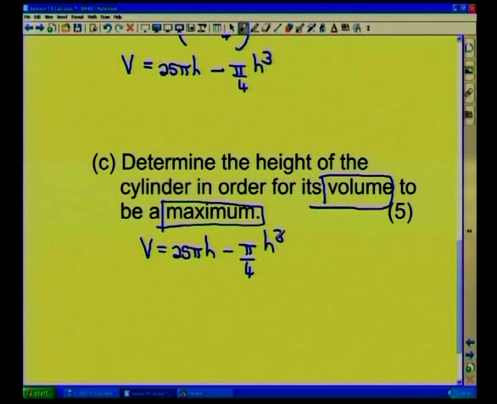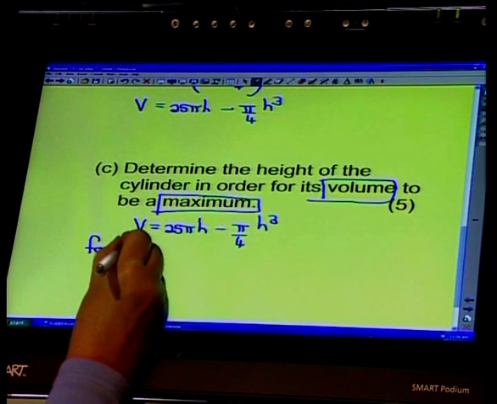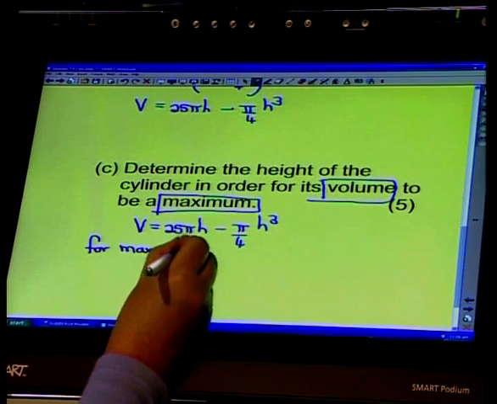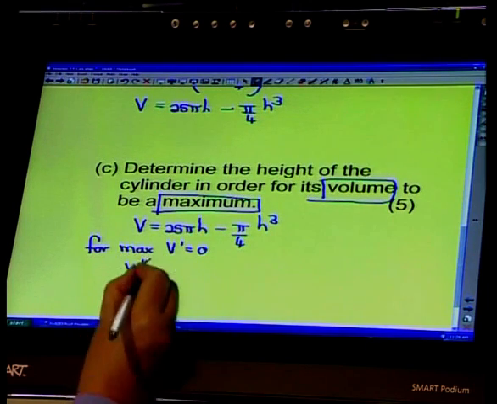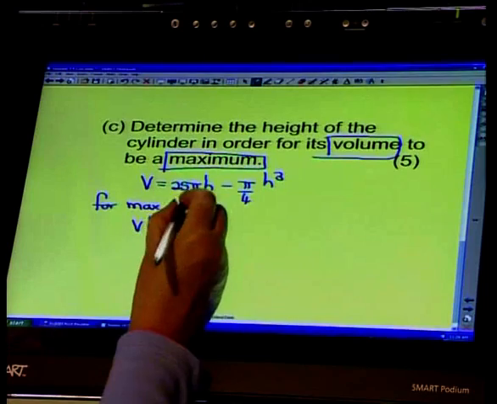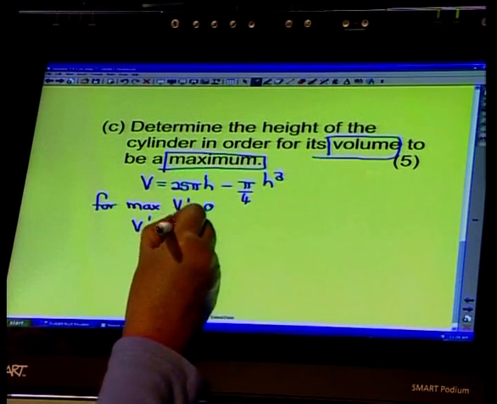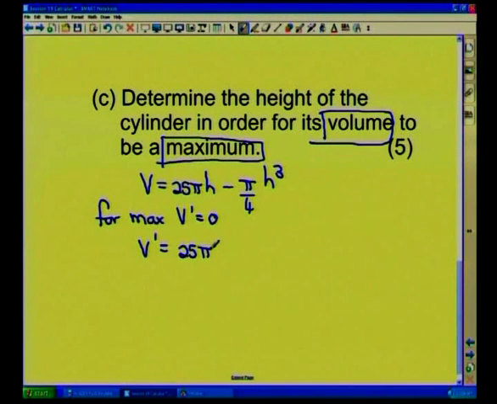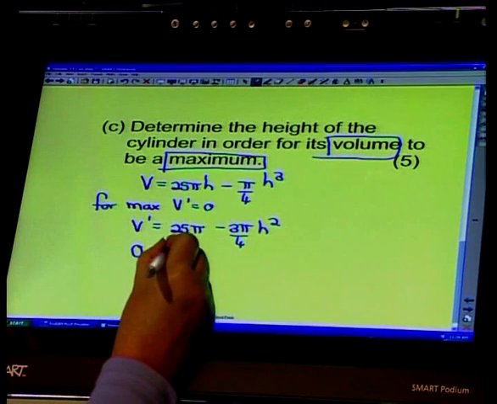Now, maximum. For a max or a min, we must set the derivative equal to naught. So let's get the derivative. Now, what type of animal is pi? Well, pi is actually a number. It's an irrational number, but it is a number. So the good news is we can go straight forward. The derivative of that will become 25 pi, and the derivative of this is 3 times that, so it's 3 pi over 4 h squared, because you reduce the power by 1. We're now going to put it equal to 0.